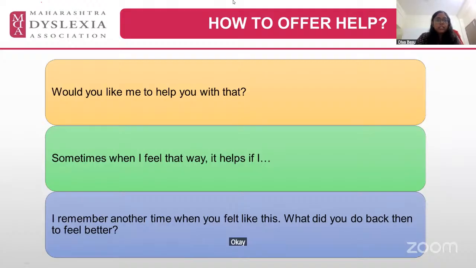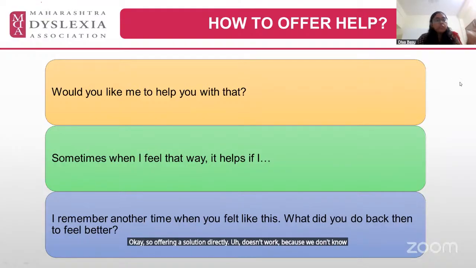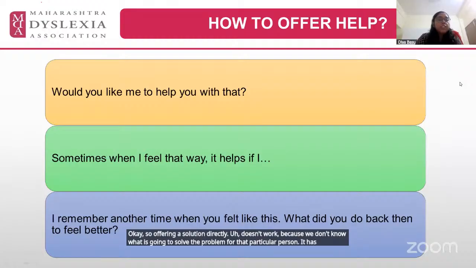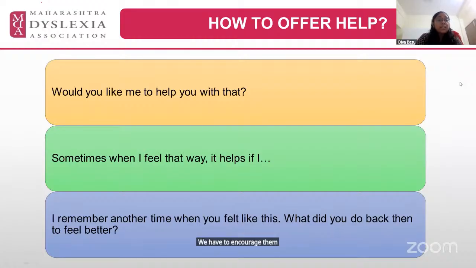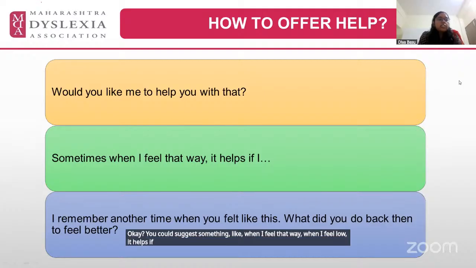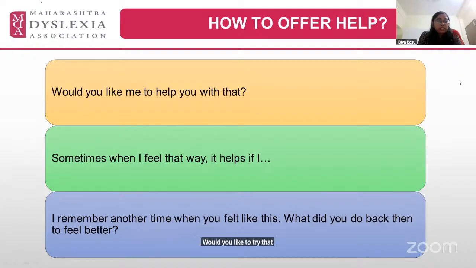Okay. So offering a solution directly doesn't work, because we don't know what is going to solve the problem for that particular person. It has to come from them. We have to encourage them to arrive at that solution, and that develops thinking skills, critical thinking skills, problem solving skills for the future. You could suggest something like, when I feel low, it helps if I do XYZ. Would you like to try that? You could offer help. I remember another time when you felt like this. What did you do back then to feel better?